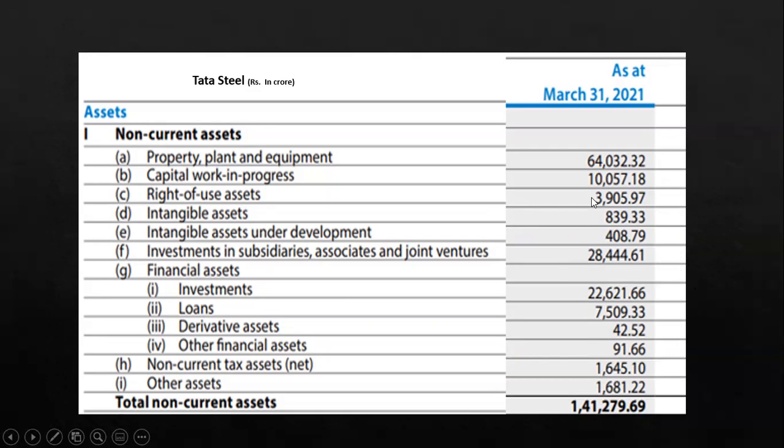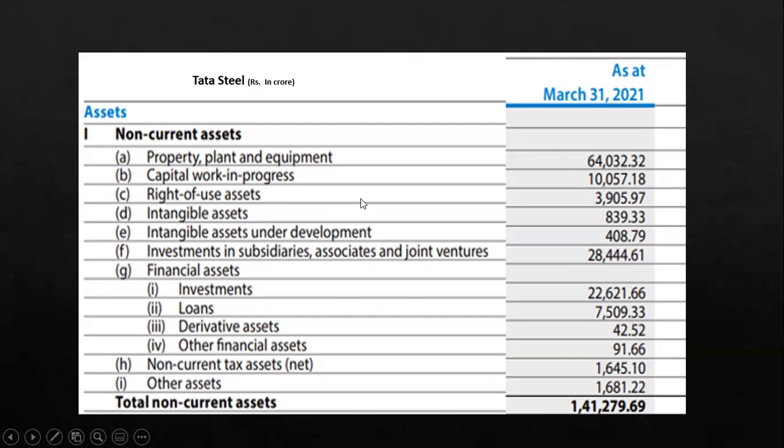For Tata Steel, unlike Zomato and HUL, we can see that around 45% of the total non-current assets is property, plant, and equipment, because this is a heavy asset-driven company. So property, plant, equipment is 64,000 crore out of 141,000 crore. What are the other components of non-current assets? Investments in subsidiaries, and lots of capital work in progress. That means maybe the new installations which have not been put into operation yet, new furnaces, new buildings coming up.